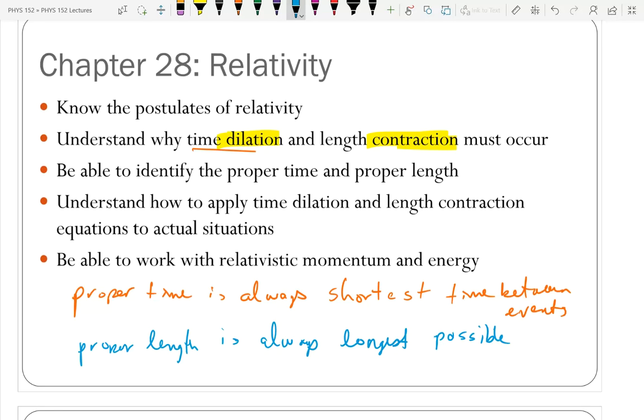So a clock that I'm taking with me is going to measure the proper time for the time between beats of my heart. If I'm running and you are measuring, say we have a device that flashes a light every time my heart beats, and you measure the time between flashes, you're going to be measuring a dilated time because you're measuring with something that's moving.